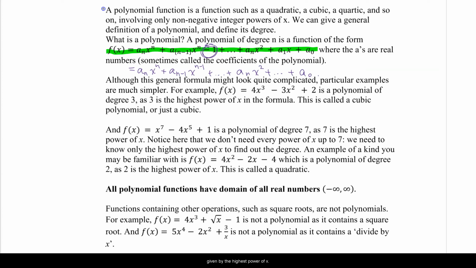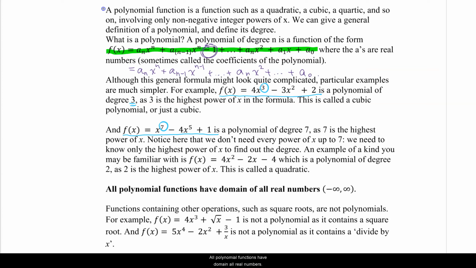Degree of a polynomial is given by the highest power of x. So for this function, 4x to the 3rd minus 3x squared plus 2, 3 is my highest power on x, so we say that's a polynomial of degree 3, or a cubic polynomial. And this other function, x to the 7th minus 4x to the 5th plus 1, 7 is the highest power of x. This is a 7th degree polynomial, or a polynomial of degree 7. We don't have to have every power represented. We only need to know the highest power of x for the degree.